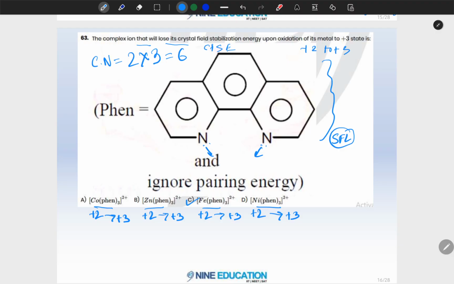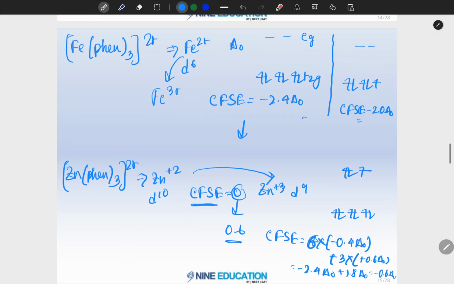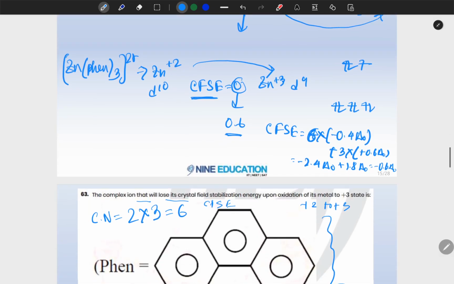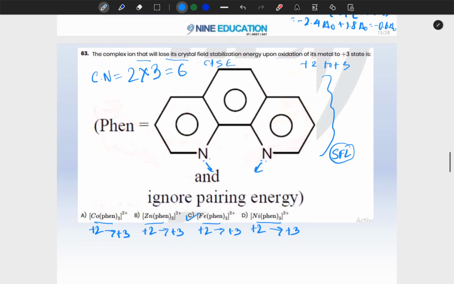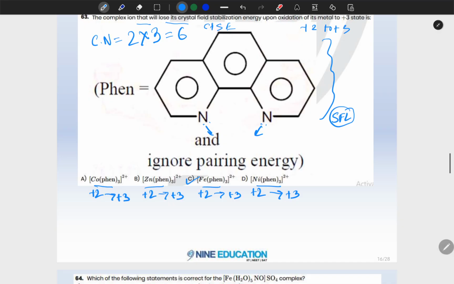Obviously for the iron complex we can see the magnitude is changing from 2.4 to 2.0. So there is a decrease in the magnitude of CFSE, a decrease in the stabilization energy. Obviously this complex is losing crystal field stabilization energy. So C is the correct answer. So let's check for D as well. Nickel is present in the +2 oxidation state, d8.